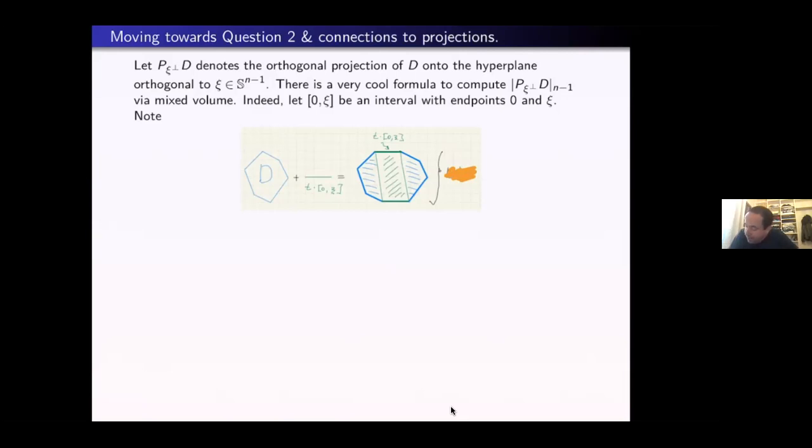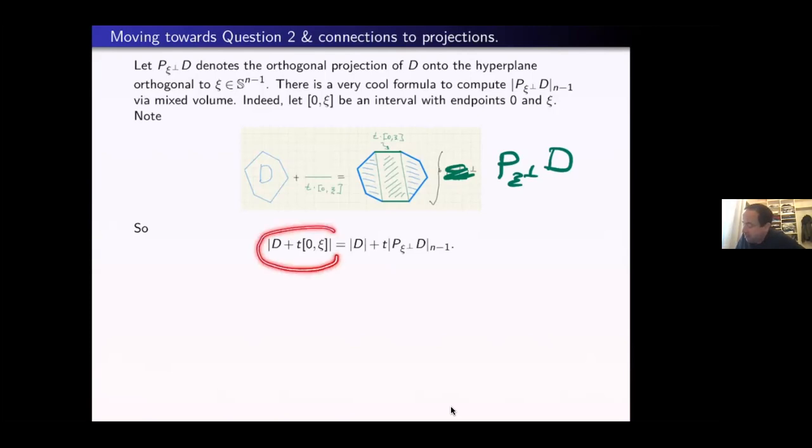Let's see what happens. So that's my segment. And if you play with this a little bit, it looks like you simply insert a parallelogram inside it. But then what is the height here? What is the height of this parallelogram? I was denoting projection slightly differently before, so I cut it from the pictures that I did. The height is exactly the projection of D onto Xi perp. So this is my height. I will do it once, will not do it again. And so you can see that this sum is just D.